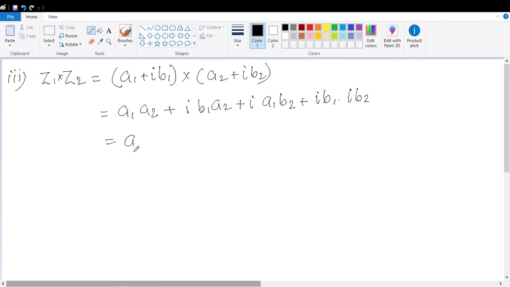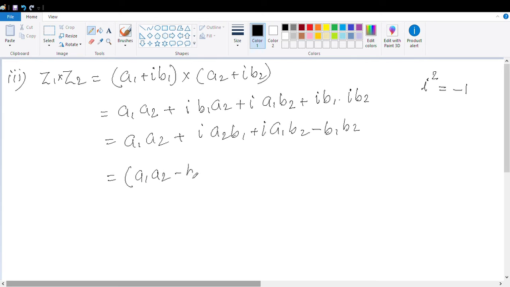That is, it will be a1a2 plus i a2b1 plus i a1b2 plus, see, i multiply i will become i square, and I have told you the value of i square is minus 1. So this is minus b1b2. So write the numbers without i together, that is the real parts together, and with i by taking i common, it will be a1b2 plus a2b1. So this is just a procedure I have told you. You can remember it as a formula, or it is very easy for you to multiply.